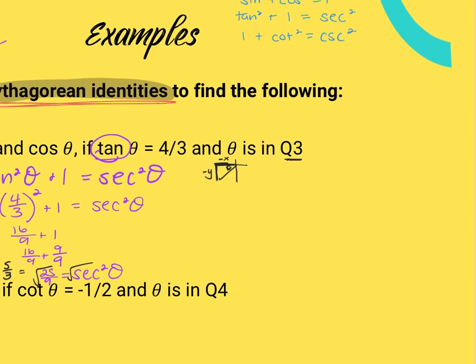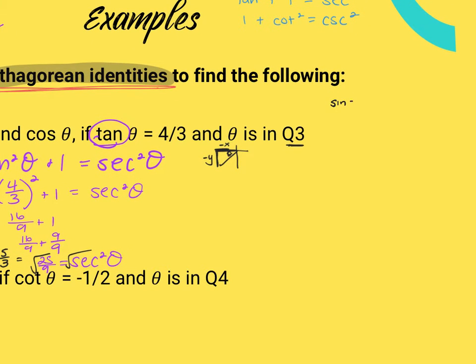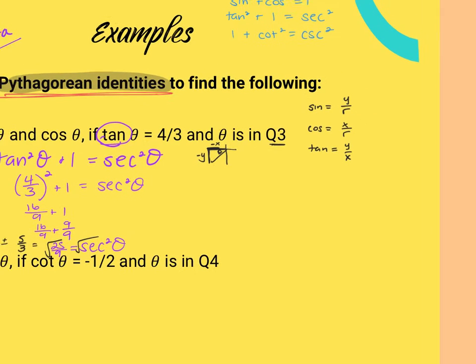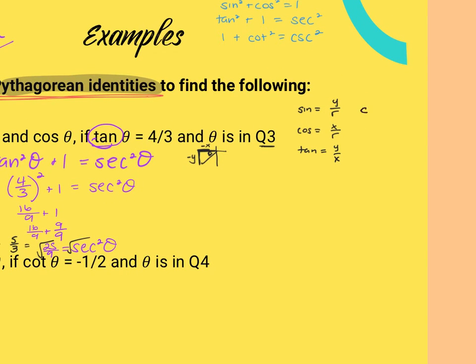And remember, sine is y over r, cosine is x over r, tangent is y over x. Cosecant would be r over y, secant would be r over x, and cotangent would be x over y.